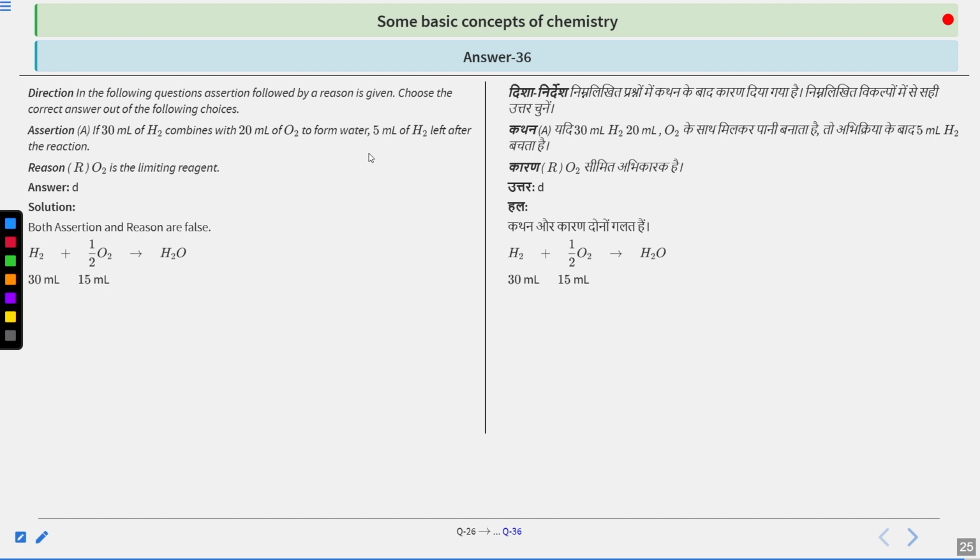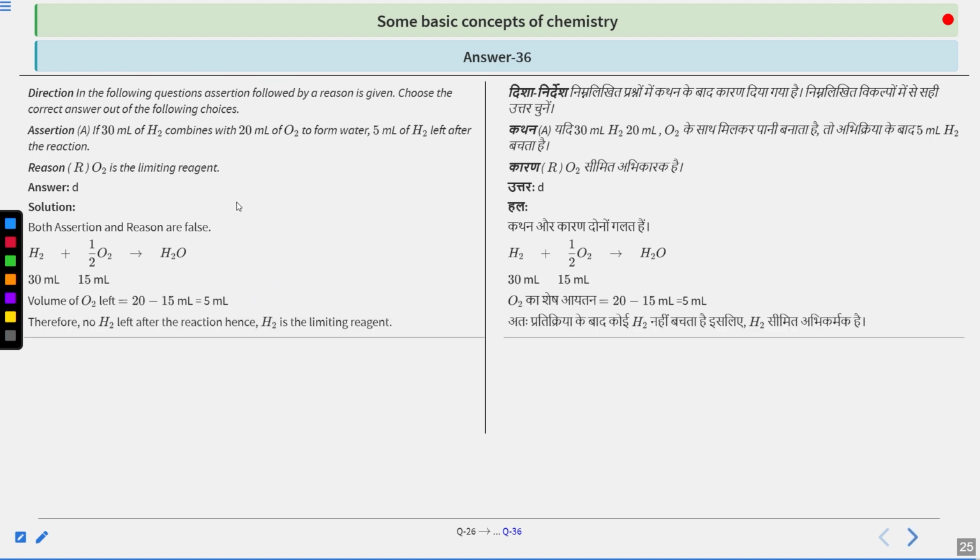Second thing, according to this, we can say that H2 and half O2 react to give H2O, so 30 ml of H2 reacts with 15 ml of O2. So what is the volume of O2 that is left? It is 20 minus 15, which is 5. Therefore, no H2 is left after the reaction. Hence, H2 is the limiting reagent. You can see it very clearly because H2 is the limiting reagent as it gets used up in the reaction, and only 5 ml of O2 is left.